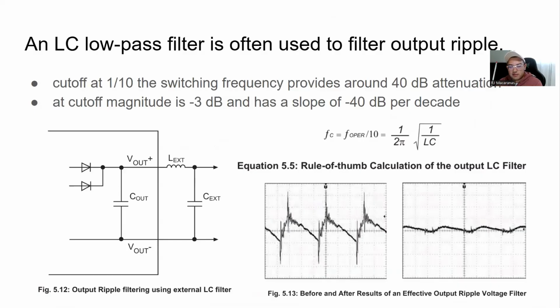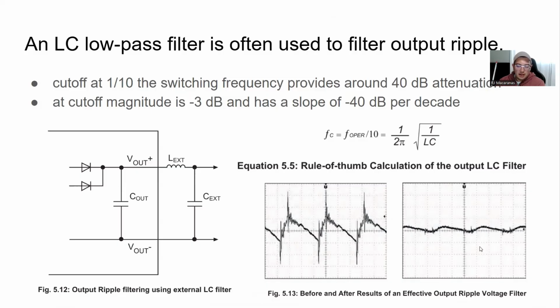So LC low pass filters are often used to filter out ripple. Here's an example on the bottom right of the impact of having an LC low pass filter. As you can see, this voltage ripple is significant. I'm assuming this is voltage ripple. I took this figure from the book, and I'm not entirely sure what they're plotting here. The axes aren't labeled. But if we assume this is some kind of voltage ripple, then you can see that these huge spikes here are significantly reduced, and even the periodic ripple is maybe cut in half or so.